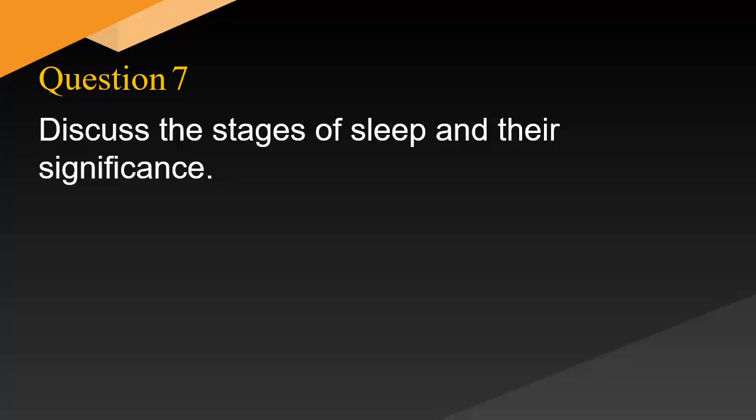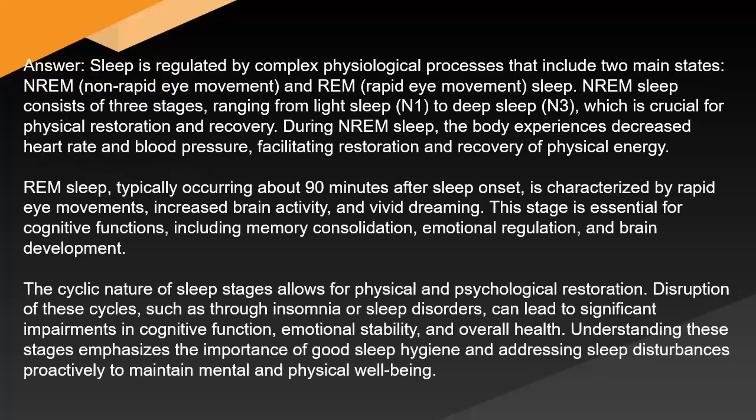Discuss the stages of sleep and their significance. Answer: Sleep is regulated by complex physiological processes that include two main states: NREM, non-rapid eye movement, and REM, rapid eye movement. NREM sleep consists of three stages, ranging from light sleep (N1) to deep sleep (N3), which is crucial for physical restoration and recovery.